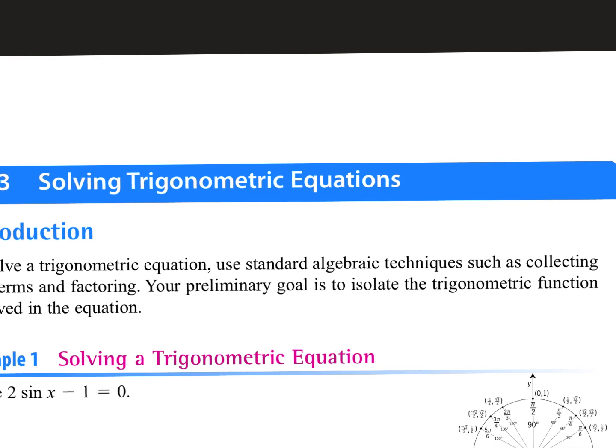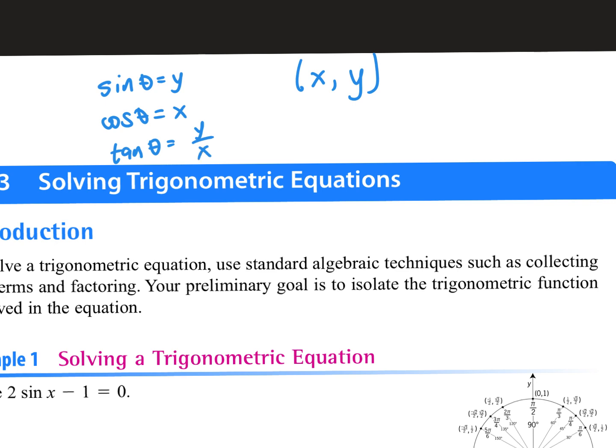If I have an ordered pair, an x value and a y value, that is on the unit circle, and I ask you what these 6 trig functions are. What is the sine? The y value. The sine of theta is your y value. What is the cosine? Your x value. Perfect. What is the tangent? Y over x, right? Nothing new.